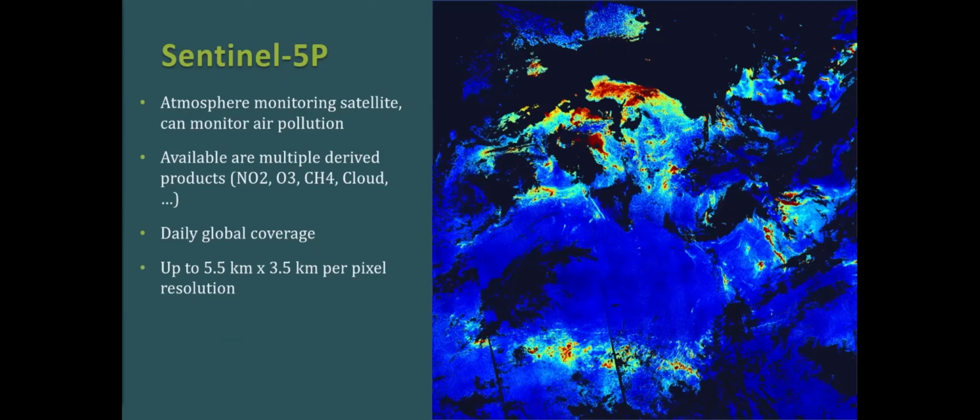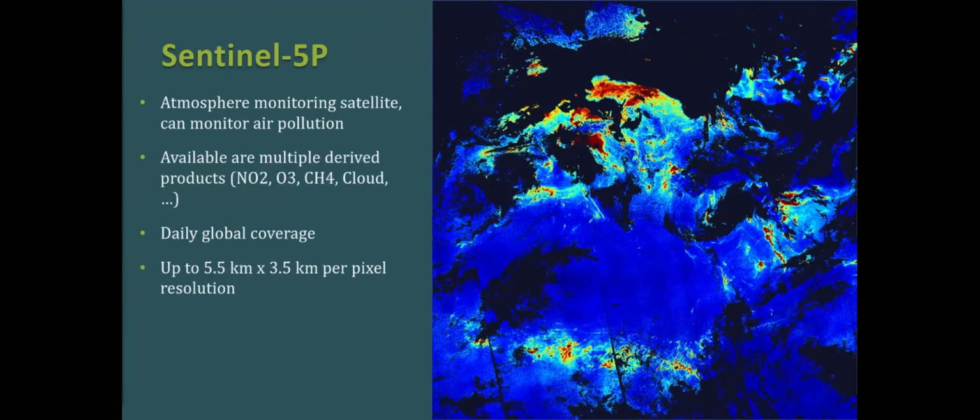Next is Sentinel 5P. This is an atmospheric monitoring satellite, and it can monitor air pollution. So for Sentinel 5P, there are available multiple derived products which measure various atmospheric gases like NO2, O3, CH4, and various cloud properties. And these are derived products because they aren't measured directly, but are computed from what the satellite actually measures using various algorithms.